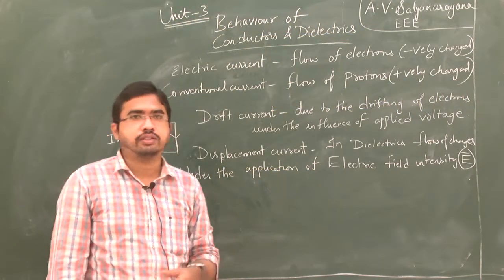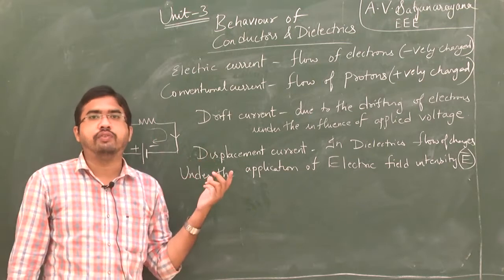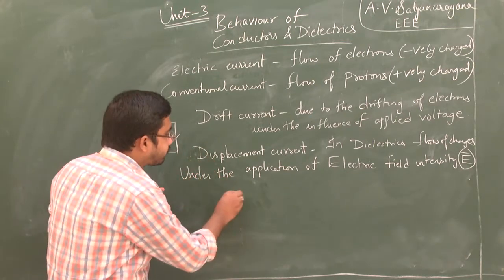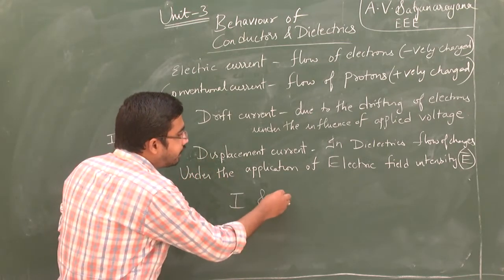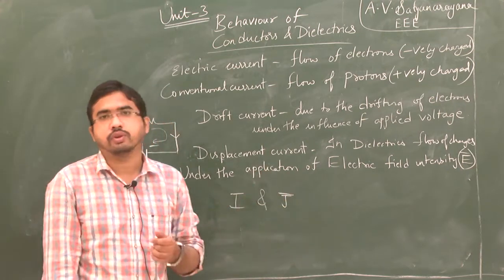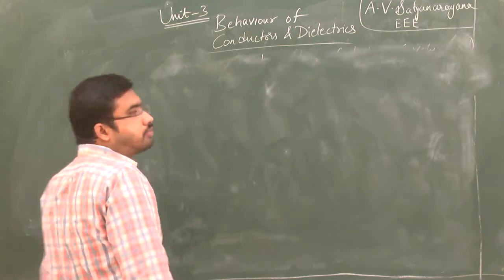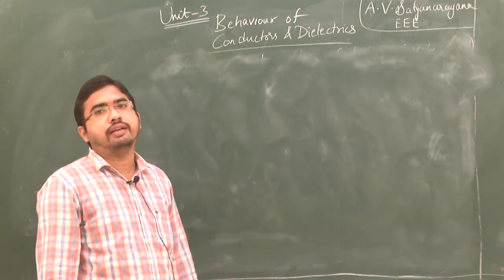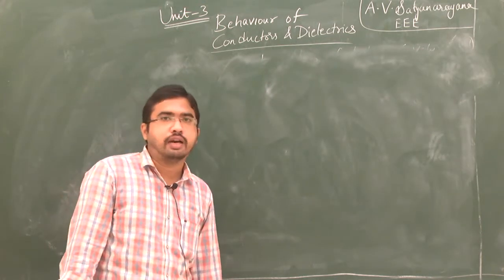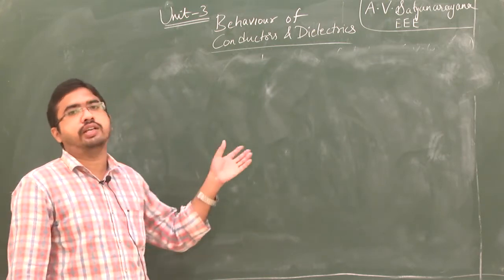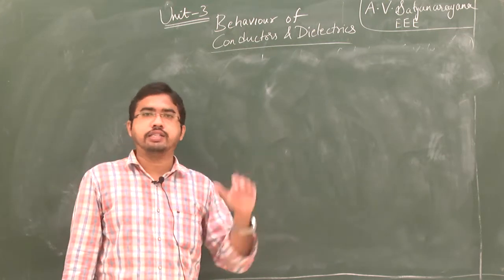So let us go to the next topic, that is the relation between current I and current density J bar. Okay, current I and current density J bar. To observe the relation between current I and current density J bar, first we need to revise the definitions of current and current density again.